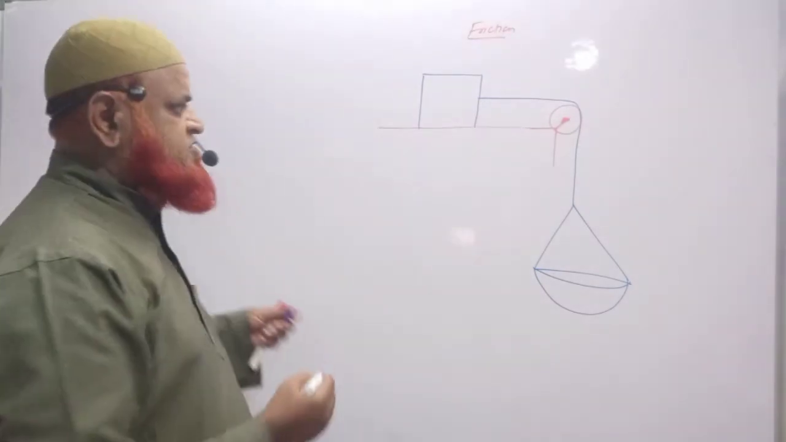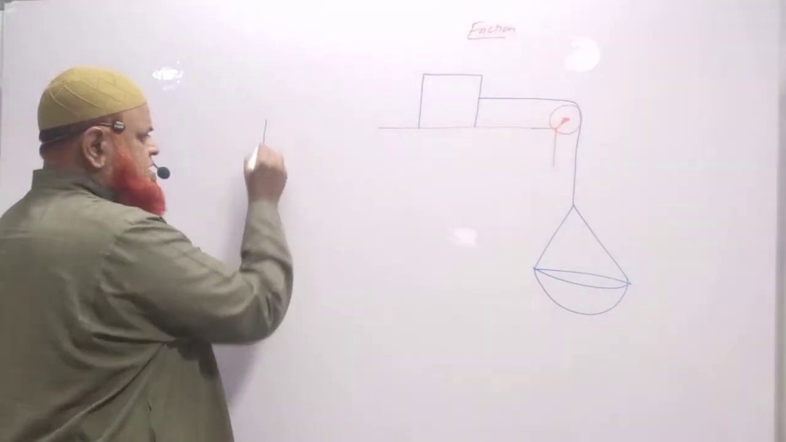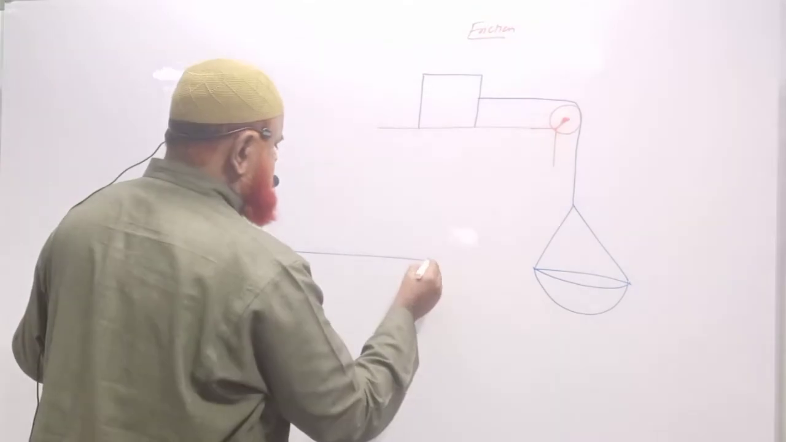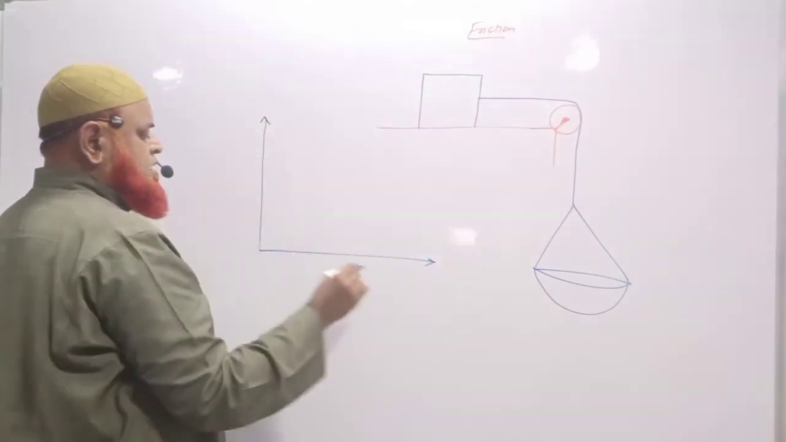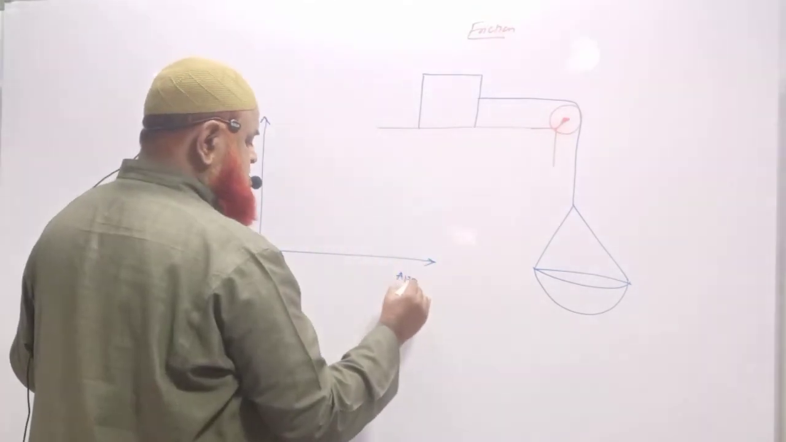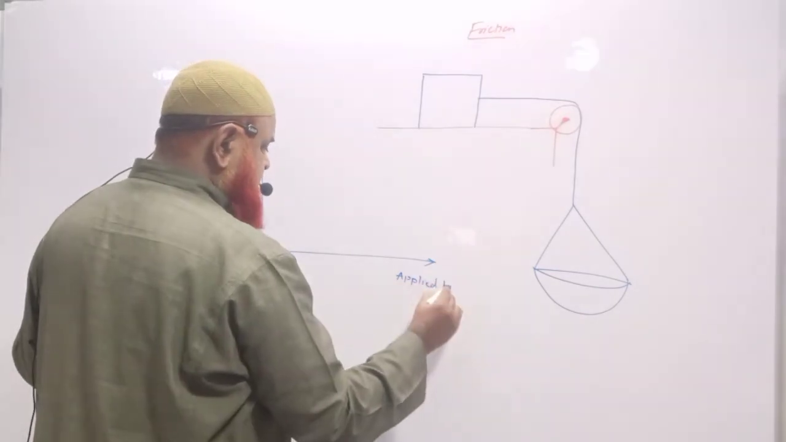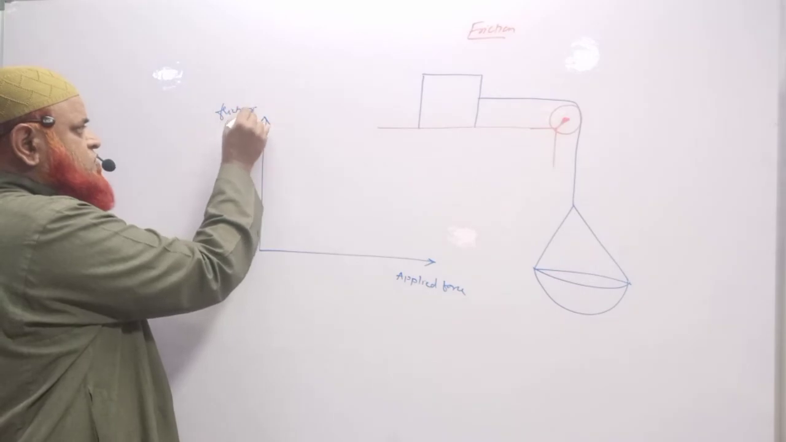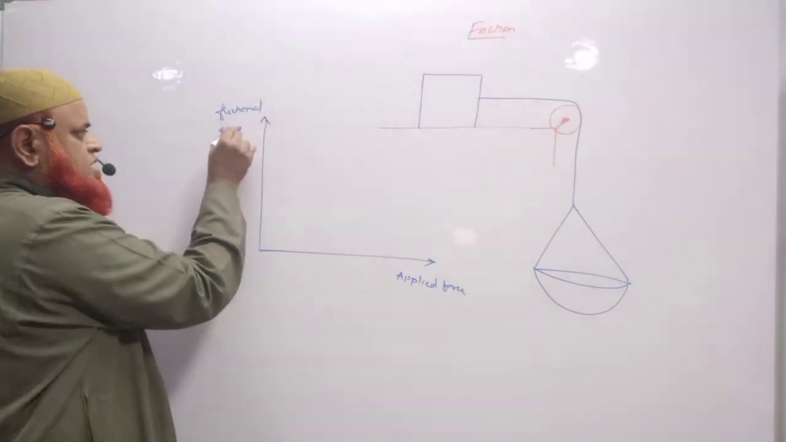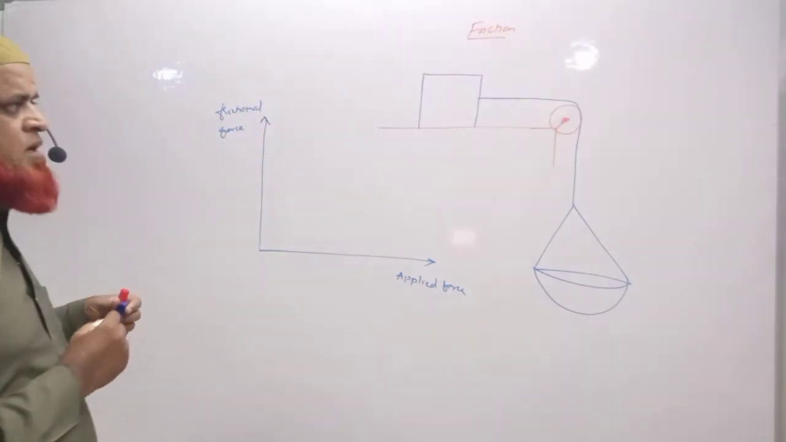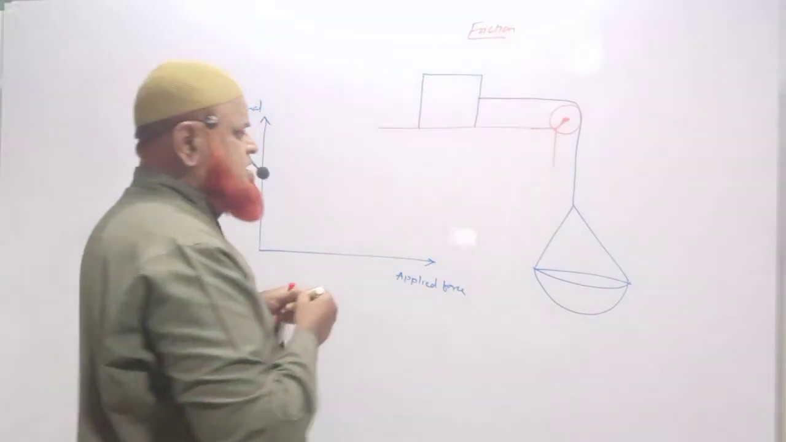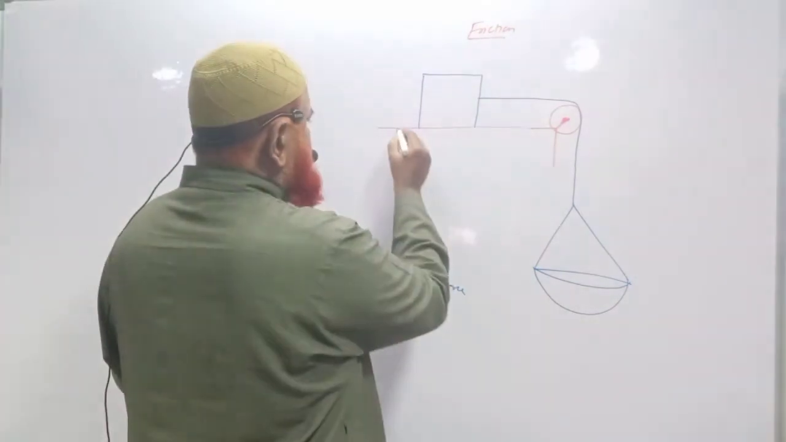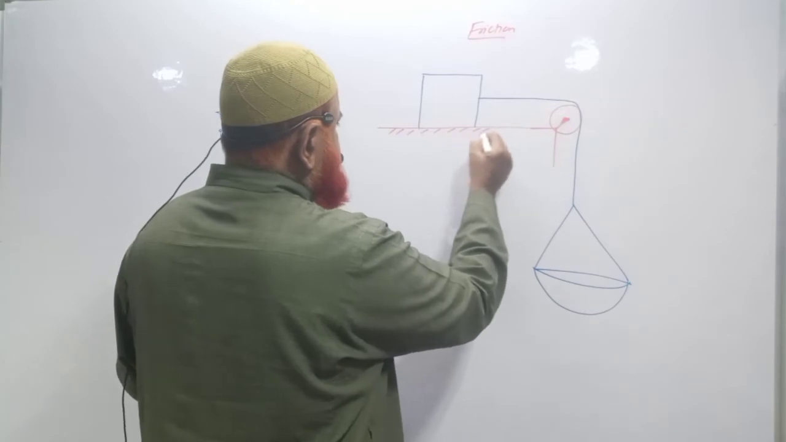I will draw one graph based on this and try to explain what is going to happen here. This is the applied force on the x-axis, and there is one force which is called frictional force, which is taken on the y-axis here. You just see here, what I am drawing is, there is one, what is said to be a table.